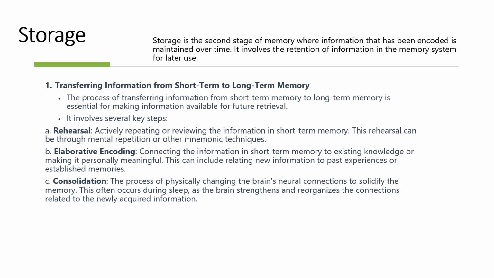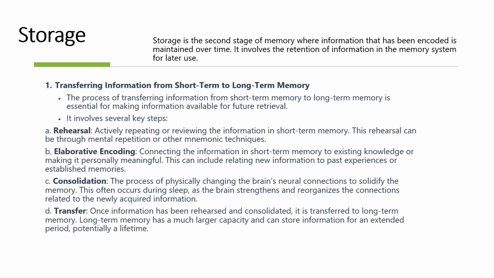We got the third one: consolidation, the process of physically changing the brain's neural connections to solidify the memory. This often occurs during sleep, as the brain reorganizes the connections related to the newly acquired information. And we got the last one: transfer. Once the information has been rehearsed and consolidated, it is transferred to long-term memory.